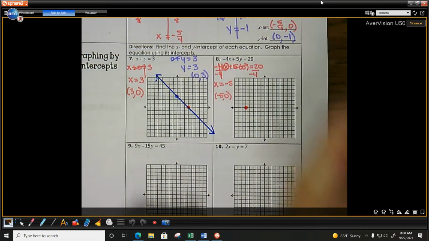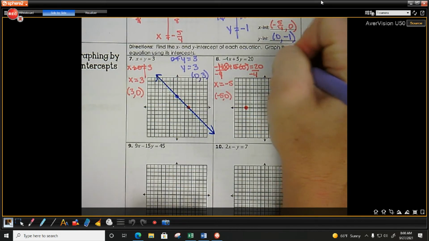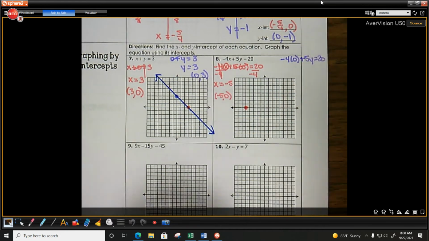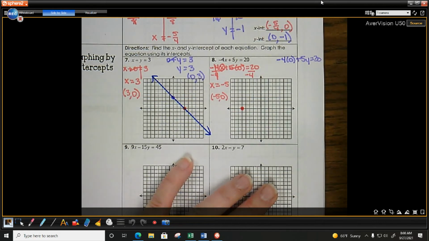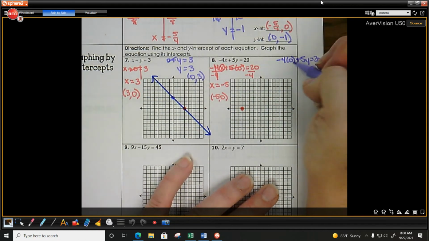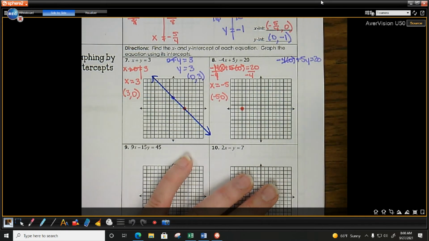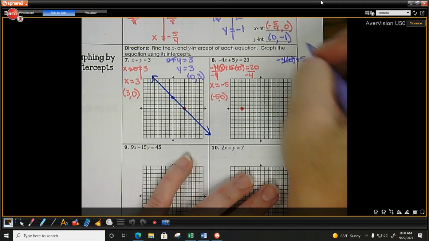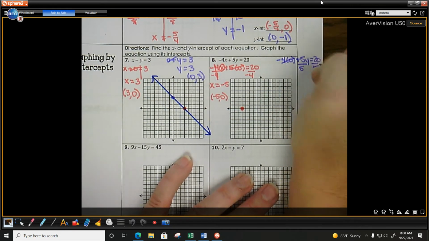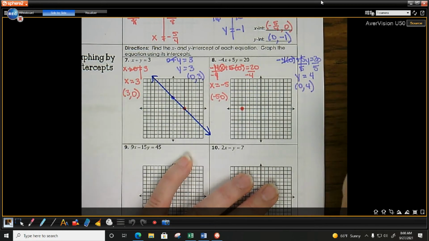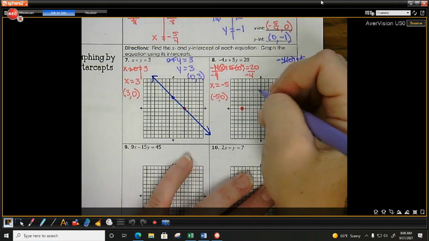Now to find your y-intercept, what do we replace? X with 0. Are we seeing how this is super repetitive, guys? We're doing the same thing every time. To find the x-intercept, replace y with 0. To find the y-intercept, replace x with 0. What happens with negative 4 times 0? So we don't need that. How do I get the 5 away from the y? So we get y equals 4. How do you write that as an ordered pair? So I'm going to go on my y-axis and put a dot at 4.